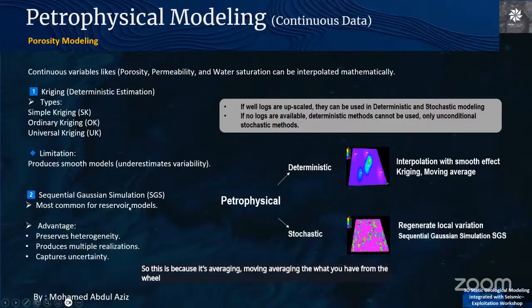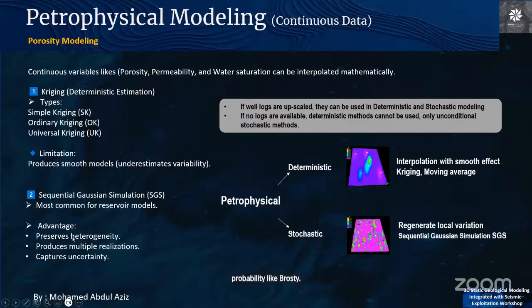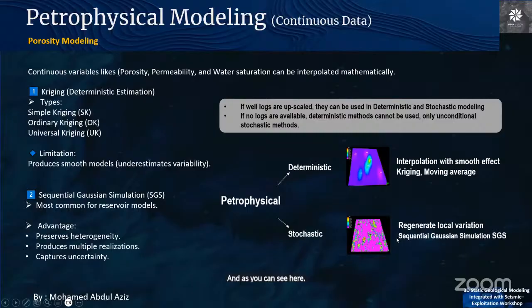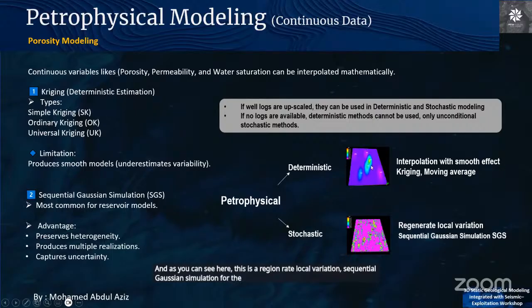But sequential Gaussian simulation, which is most common even for a continuous property like porosity, preserves the heterogeneity and reproduces multiple realizations that will help you in uncertainty analysis afterwards. As you can see here, this regenerates local variation. See the difference here, it is totally different between stochastic and deterministic.